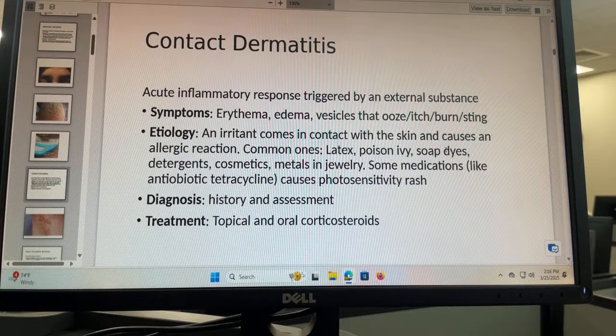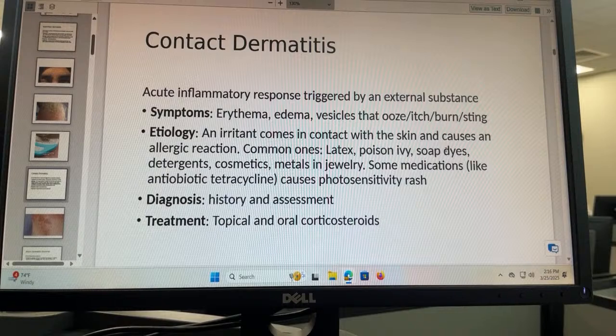So there's latex gloves. People have a latex allergy causes their skin to react. Some dyes and soap, some detergents, some makeups, some metals, like people put earrings in and their ears swell up or turn green. That's a jewelry allergy. Some medications can do it as well. There is an antibiotic called tetracycline that is known for causing this. Anybody know what photosensitivity is?